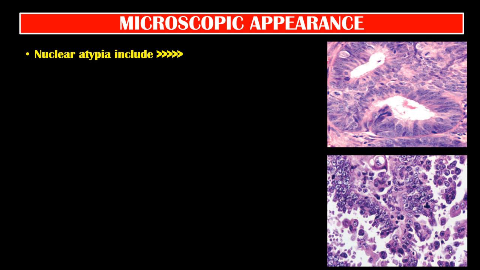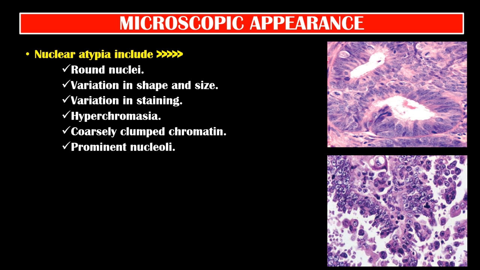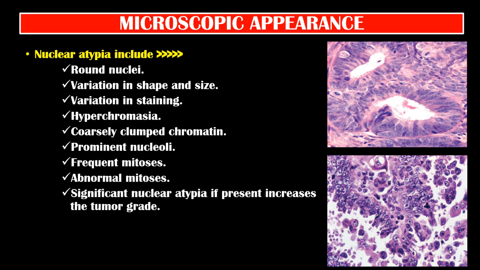Nuclear atypia. The nuclear features of malignancy include round nuclei, variation in shape and size, variation in staining, hyperchromasia, coarsely clumped chromatin, prominent nucleoli, frequent mitosis, and abnormal mitosis. Significant nuclear atypia, if present, increases the tumor grade.